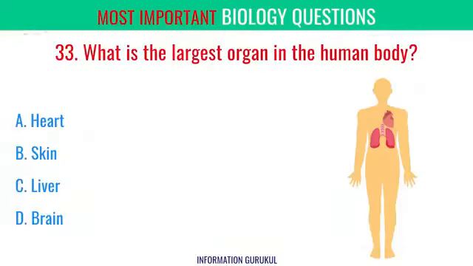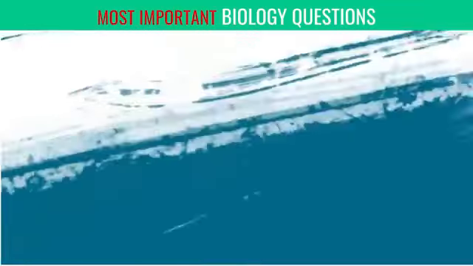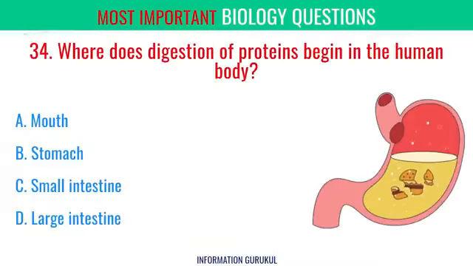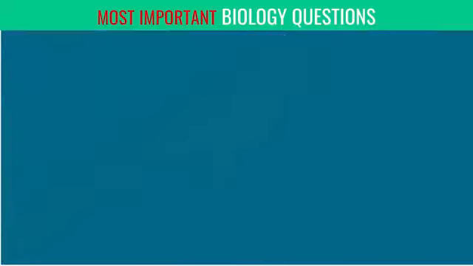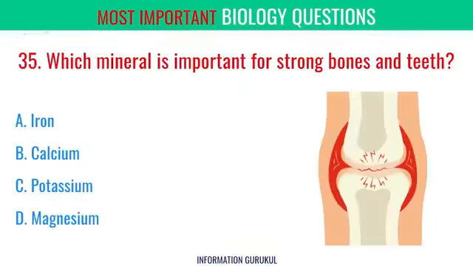What is the largest organ in the human body? Skin. Where does digestion of proteins begin in the human body? Stomach. Which mineral is important for strong bones and teeth? Calcium.